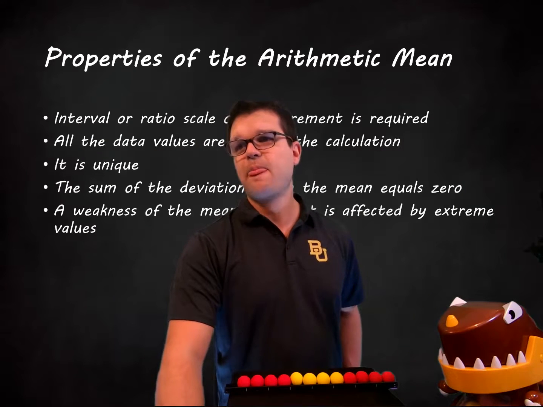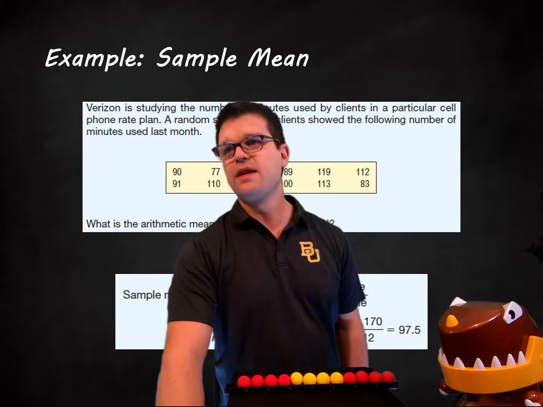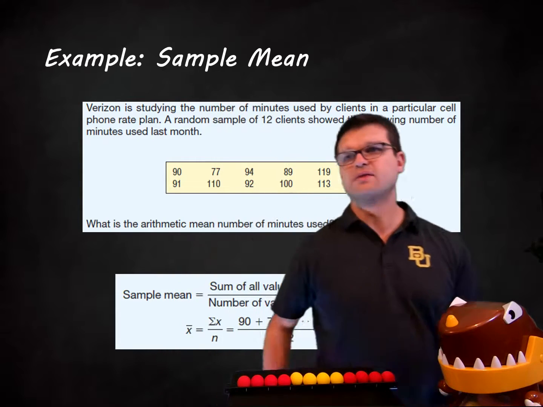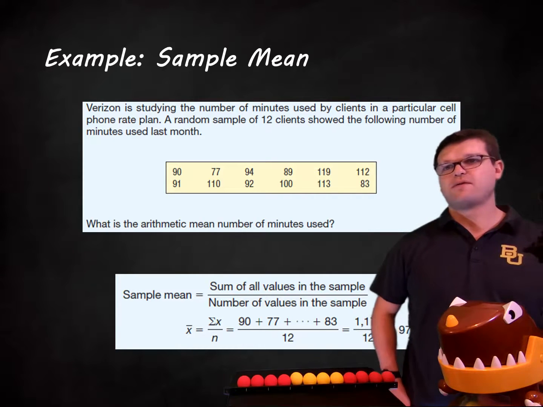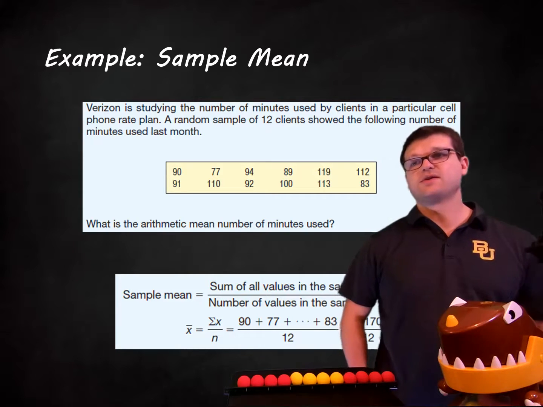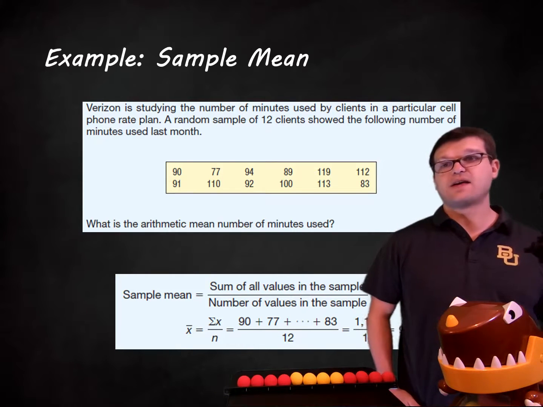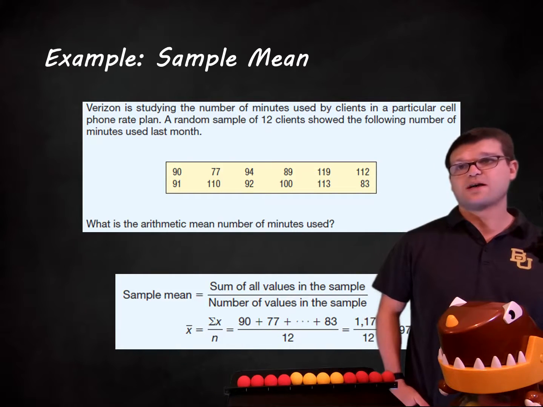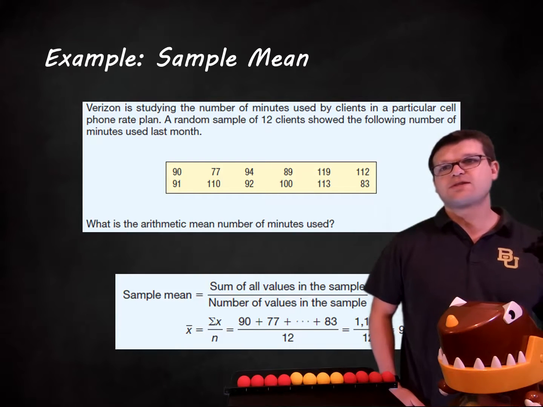Okay. Now what I do want to show you guys though, is right here we've got 90, 91, 77, 94, so on and so forth. There are a total of 12 values here. That means that there is a total of 12 positions. So data has values and it also has positions. So you order them from least to greatest.